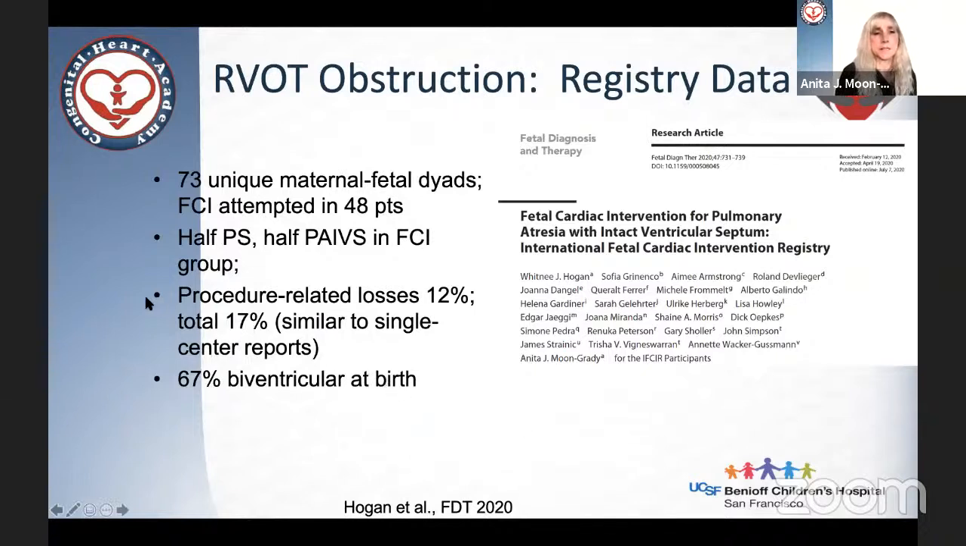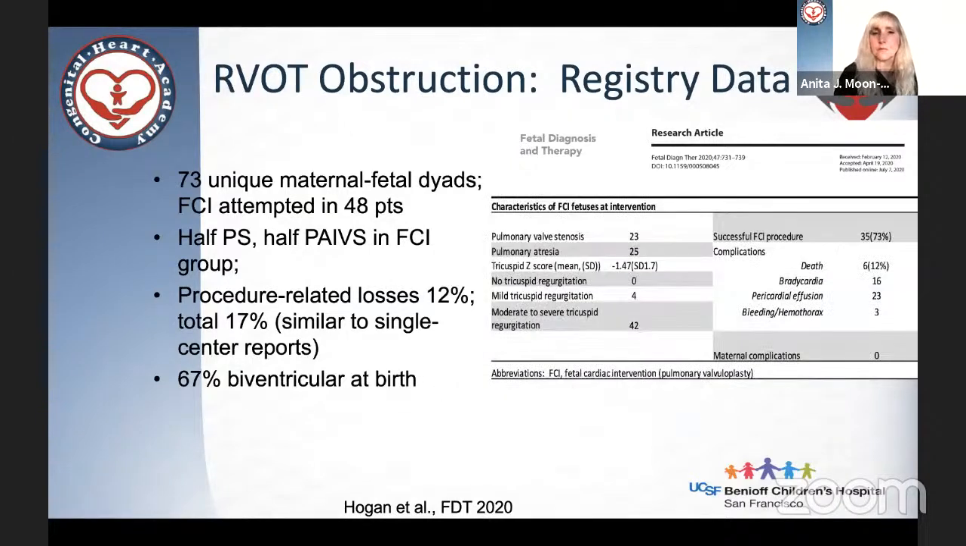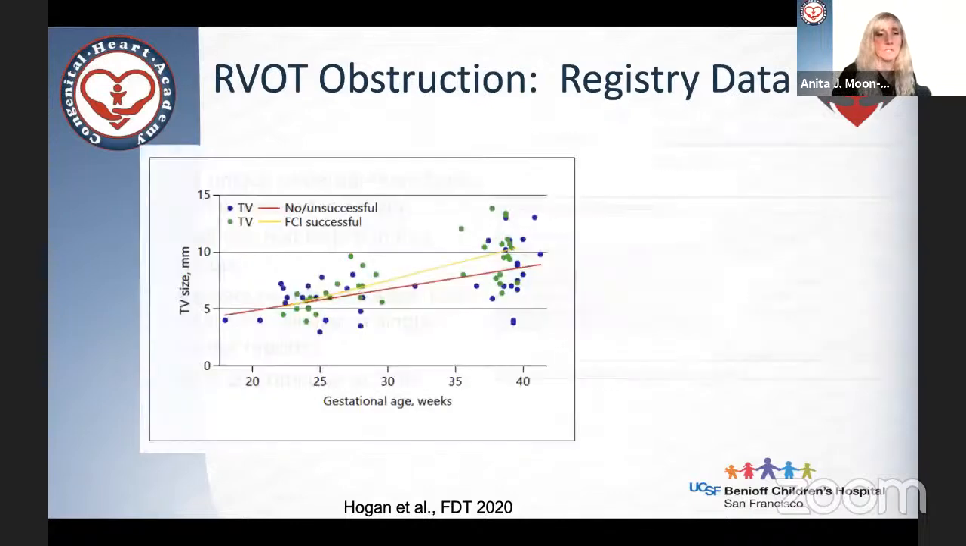Nevertheless, we at least can get some information on the procedure-related outcomes in these patients. And we found that the procedure-related loss rates seem to be a little bit higher, and that may just be due to the relative rarity of the procedure. The biventricular outcome at birth was fairly high, but one of the problems with this is that a lot of the patients had moderate to severe tricuspid regurgitation, and with the presence of antegrade flow and or moderate to severe regurgitation, my own bias is that most of those patients would have been biventricular anyway without a fetal procedure.